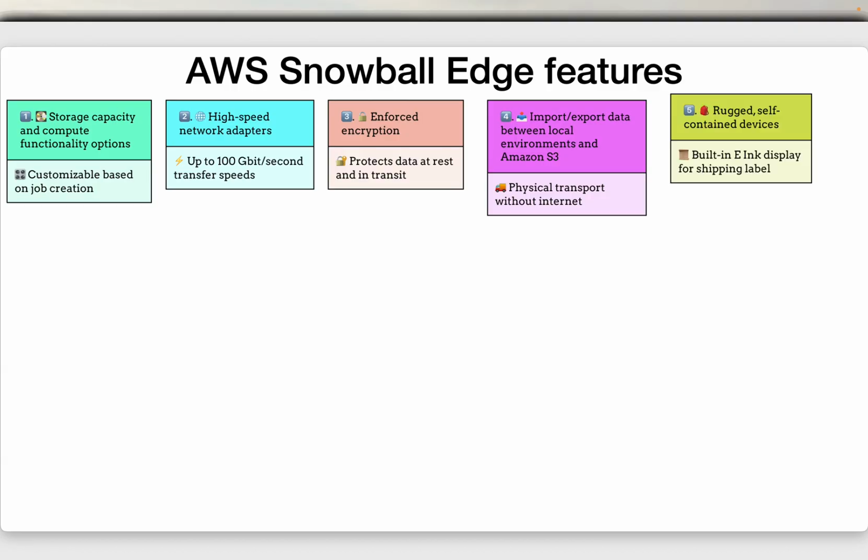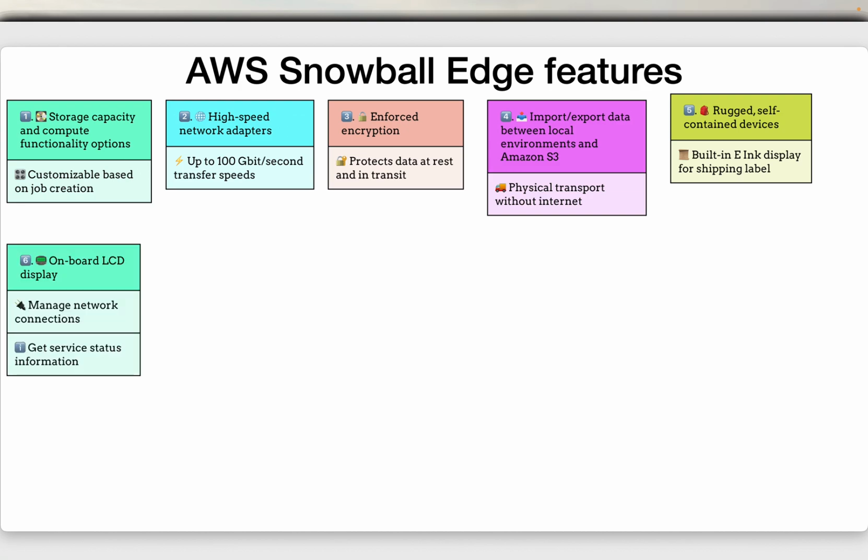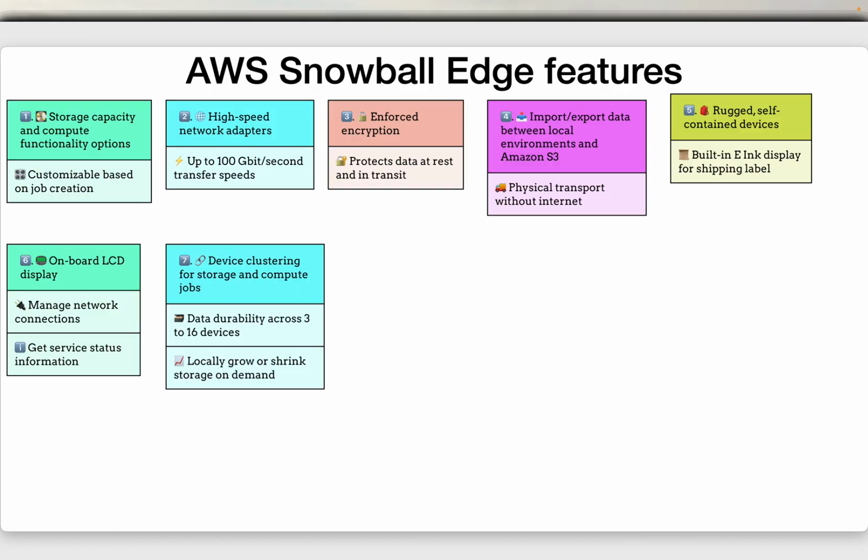Snowball Edge devices are their own rugged box. The built-in e-ink display changes to show your shipping label when the device is ready to ship. So this will be a dynamic label on the device itself. Snowball Edge devices come with an onboard LCD display that can be used to manage network connections and get service status information. You can cluster Snowball Edge devices for local storage and compute jobs to achieve data durability across 3 to 16 devices and locally grow or shrink storage on demand.